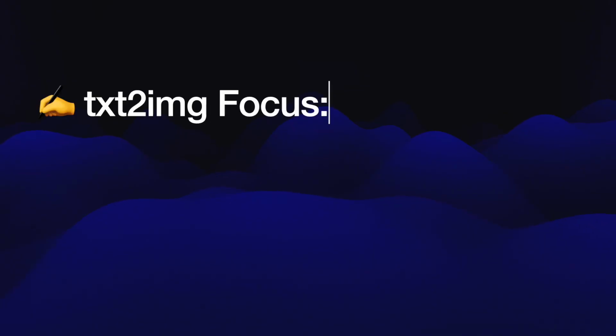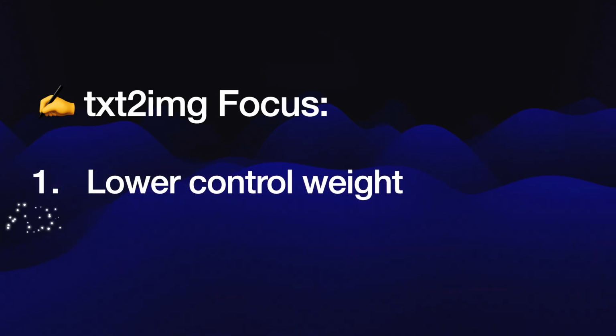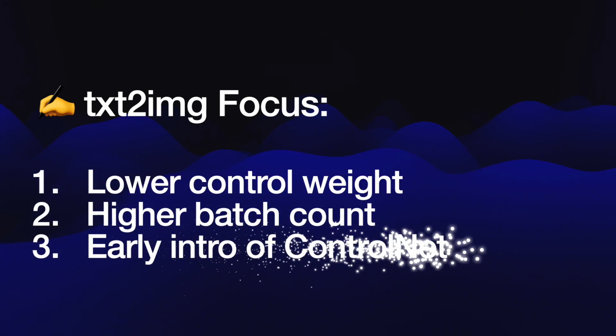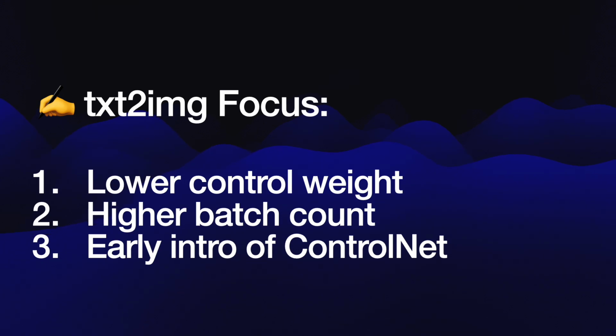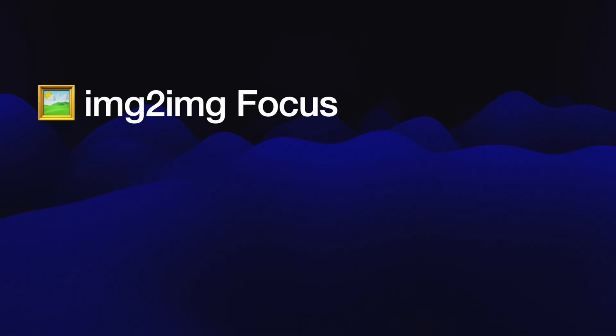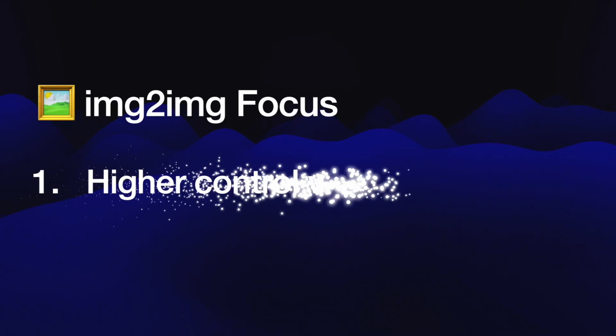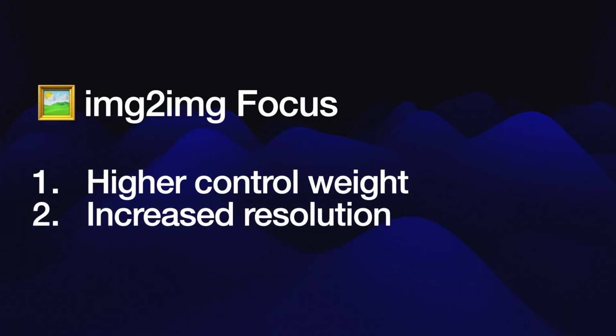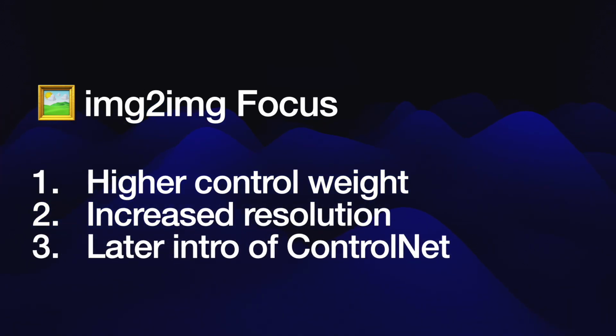Alright, so just to recap, for text to image, the focus is on lower control weight, higher batch count, and early intro of ControlNet. Focusing on these three aspects, you're going to get the best start image for further generation. For image to image, the focus is on higher control weight, increased resolution, and later intro of ControlNet. These three factors are going to give you the best QR codes and the most organic output.